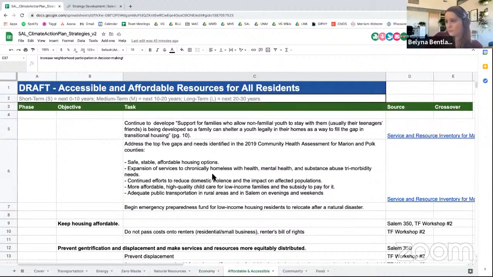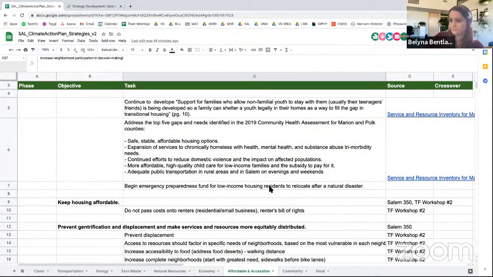And over to affordability and accessibility, some more uncategorized strategies up here, but some connections with the community health assessment. So addressing community health needs in both Marion and Polk counties.